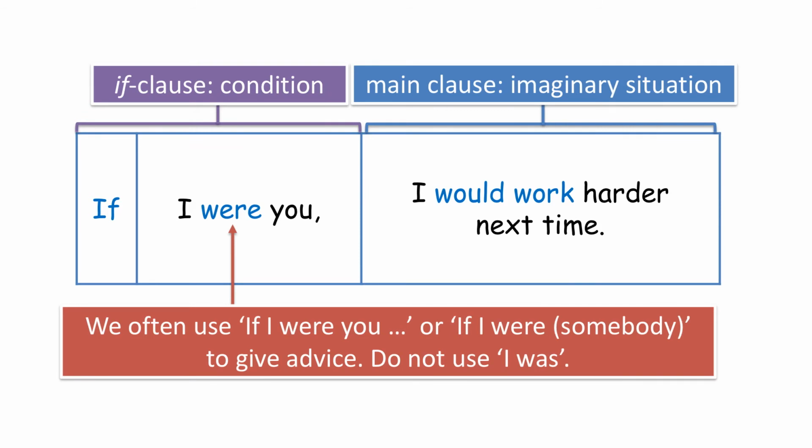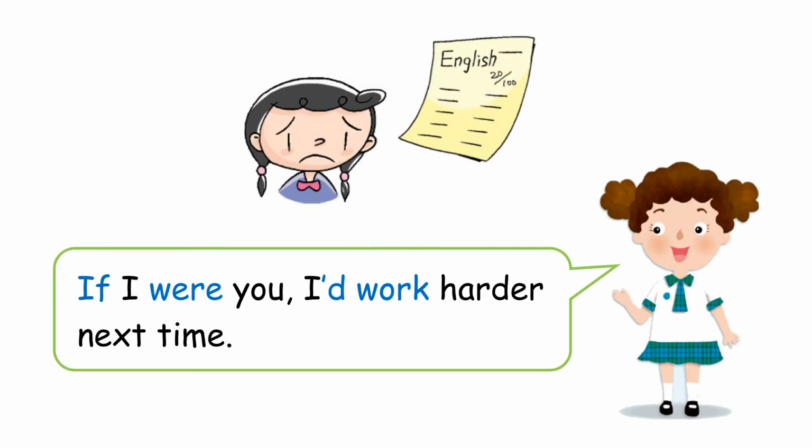We often use if I were you or if I were somebody to give advice. We do not use I was. If I were you, I'd work harder next time. I'd is the short form of I would. We use I'd in conversations and informal texts like personal letters and emails.